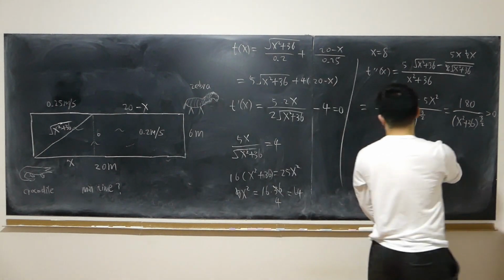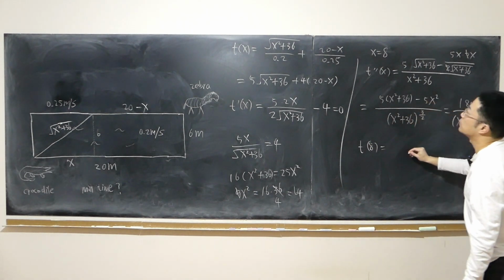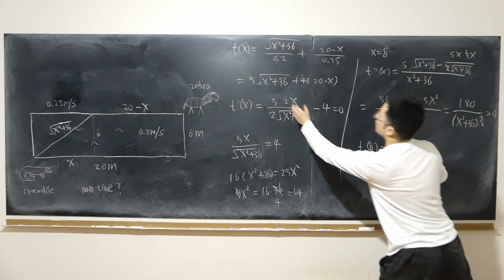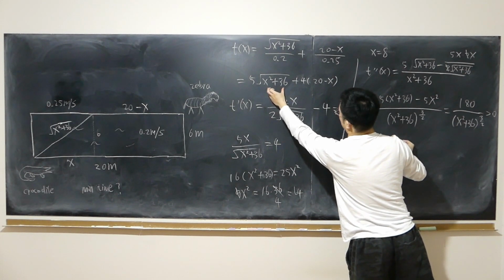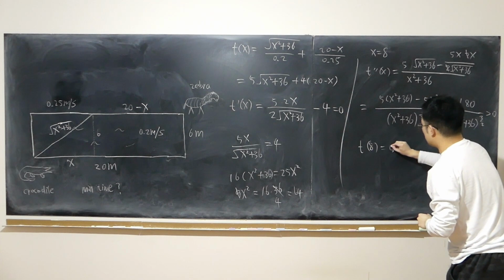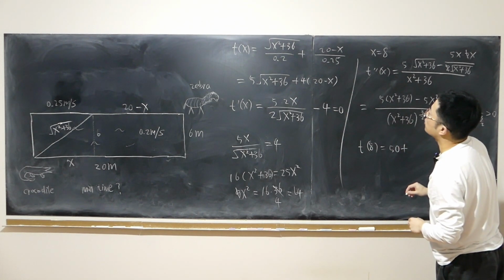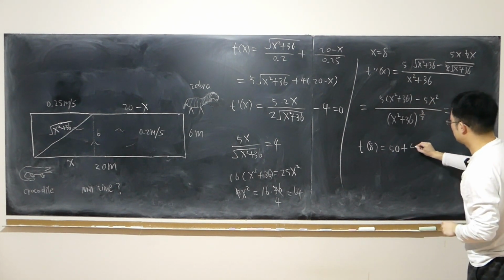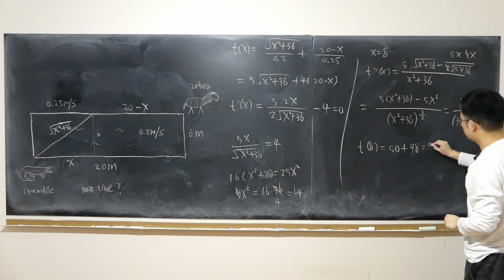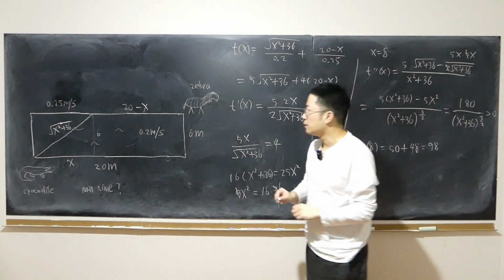So in that case, t of 8 is equal to 5 times the square root of 64 plus 36, which is 100, square root 10, so that's 50, plus 20 minus 8, 12, times 4, 48. 98 seconds. Really, that's the minimum time taken.